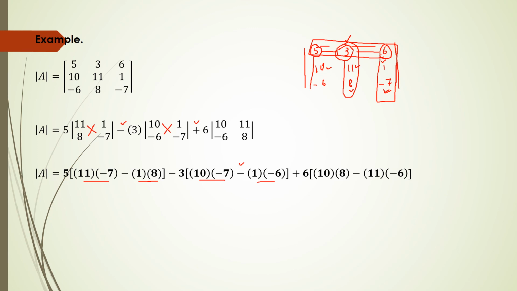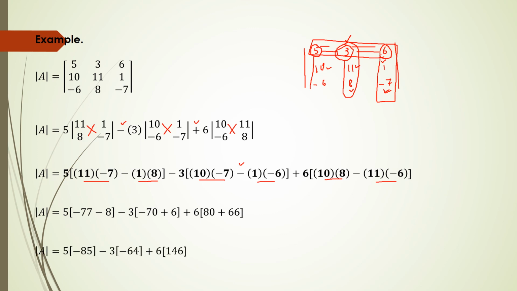Now we will find the determinant of this matrix. 10 multiplied by 8 and 11 multiplied by minus 6, but between the two cross multiplications there will be a minus sign. Okay dear student, so here we have 11 multiplied by 7, minus 77 and minus 8. Similarly 10 multiplied by minus 7, minus 70, plus 6, and the third term.